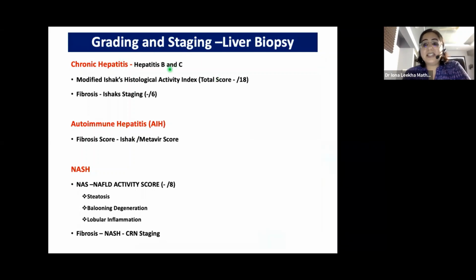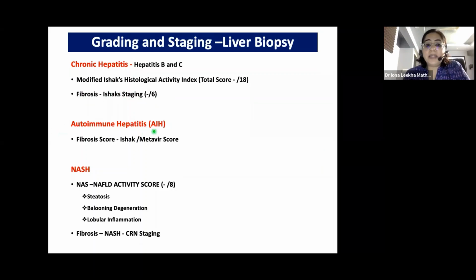Now there are some stages and grades. I'll just tell you the names. You can look up later. In chronic hepatitis, that is hepatitis B and C, we follow the modified Ishak's histological activity score, and a score is given out of 18. The fibrosis is staged out of 6, Ishak staging, and we stage it out of 6.